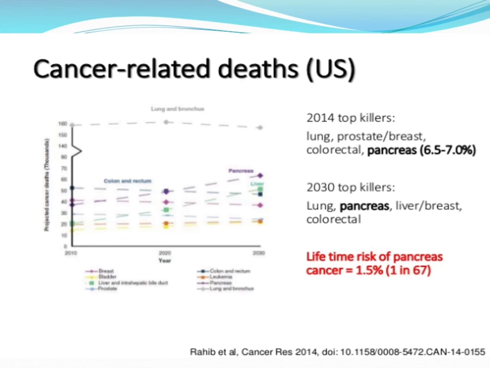Cancer-related deaths in the USA. In the year 2014, the top killers of cancer-related deaths were lung carcinoma, prostatic cancer, breast cancer, and colorectal cancer, followed by the pancreas. In the year 2014, the top killers will be lung cancer, pancreas, liver, breast, and colorectal cancer. Now, pancreatic cancer is the third top killer from cancer-related deaths.